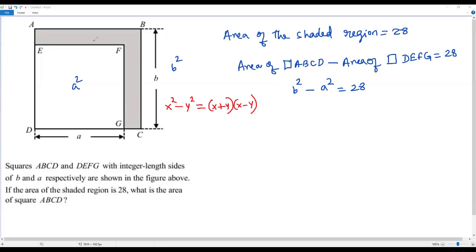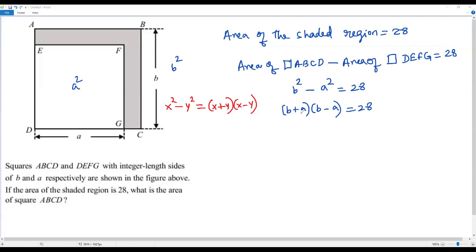Okay, now to get the factored form of this expression, we have to use x plus y times x minus y. In the place of x we write B, in the place of y we write A. In that case, I am getting B plus A times B minus A equals 28. That is the product of two binomials, B plus A and B minus A, equals 28.